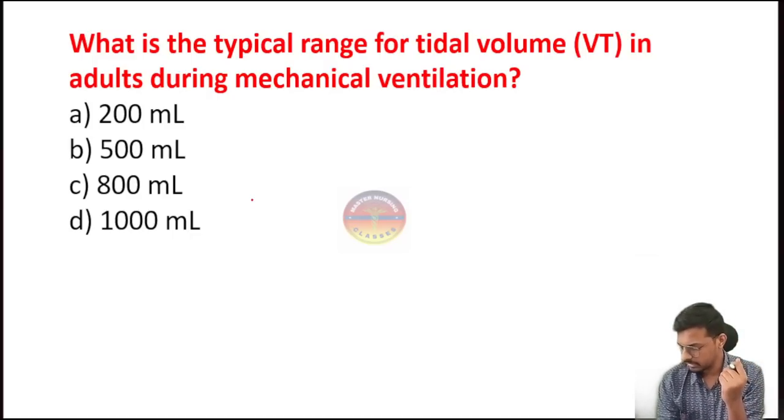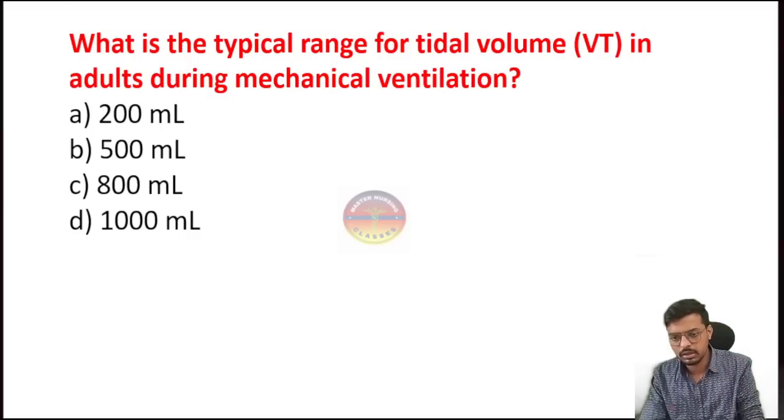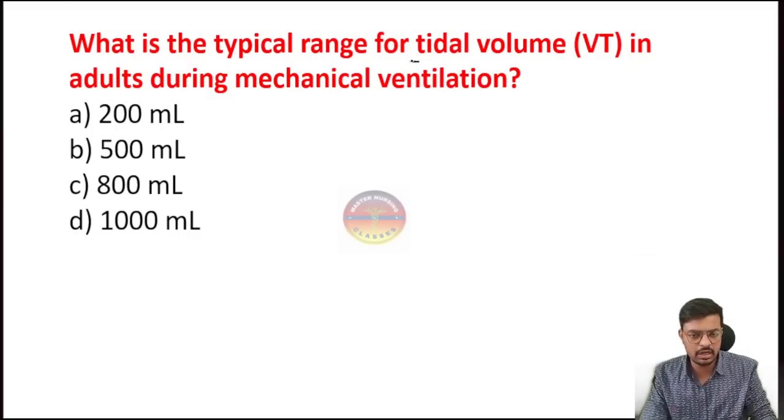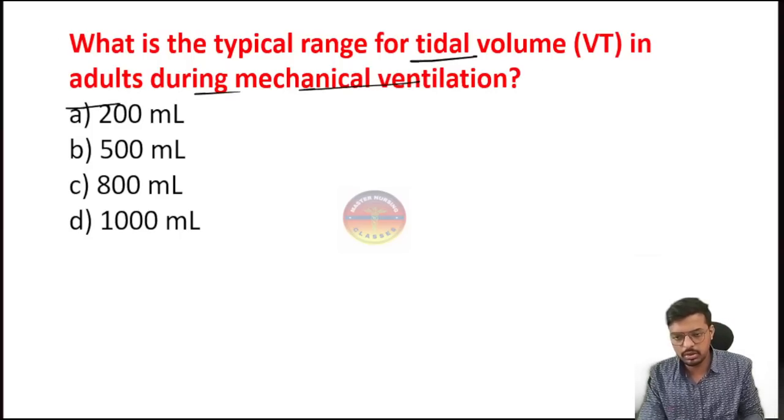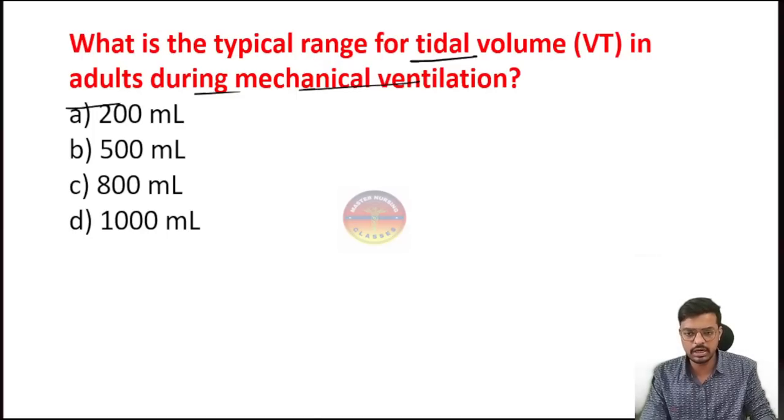So again, without wasting time, we'll start today's video. What is the typical range of the tidal volume in adults during mechanical ventilation? You have started mechanical ventilation for an adult patient. What is the typical range of tidal volume you have to keep? Tidal volume is written in shortcut as VT. First you have to tell me what tidal volume is, then what the normal value of tidal volume is, then we'll go for the main answer.